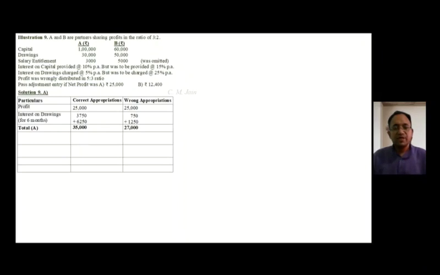First of all, we have to see whether the profit is sufficient to give the appropriations that are to be given or not. For that, we are doing all these calculations. Now, we will write appropriations that are to be given. The first one being salary. How much salary A and B were entitled to? 3,000 and 5,000.